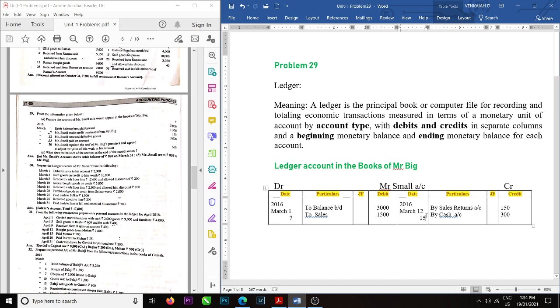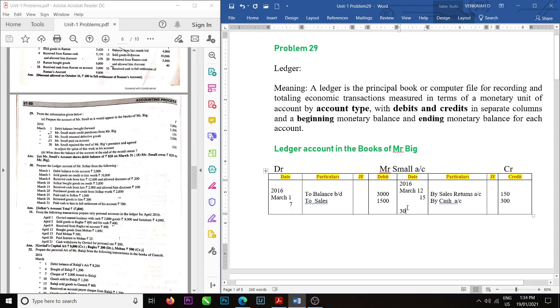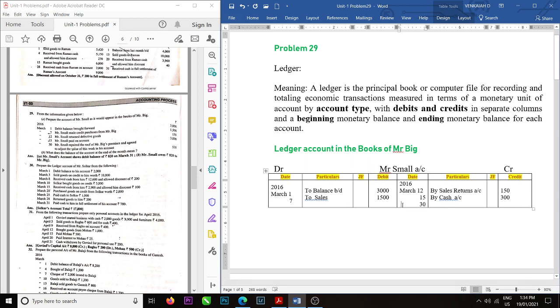Mr. Small repaired the roof. Entry is repairs to small account, and we are adjusting this amount towards repairs. By repairs account, it is 530.